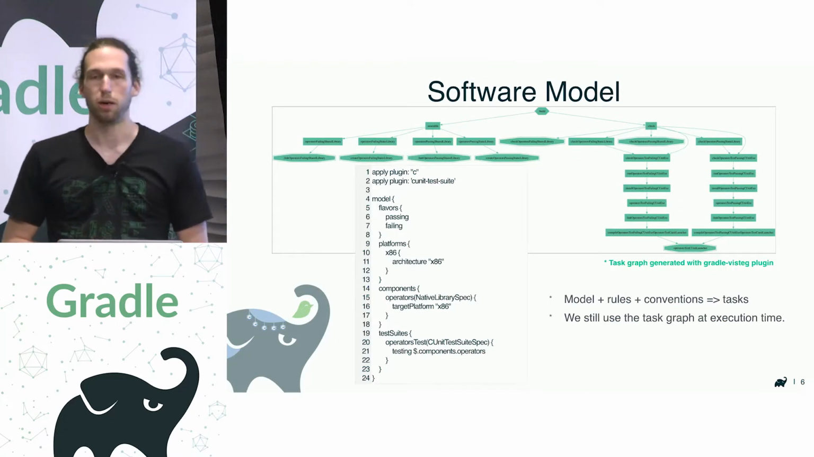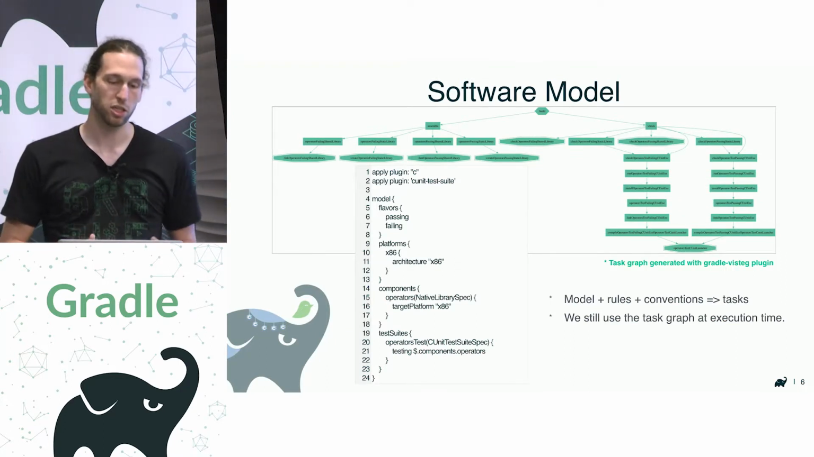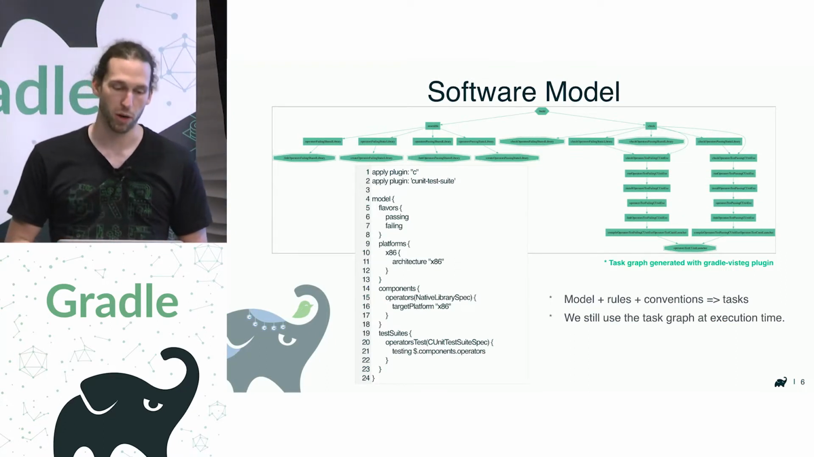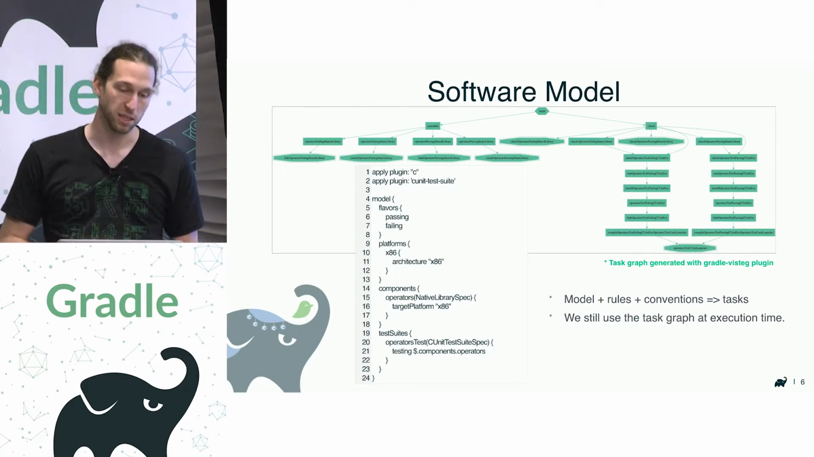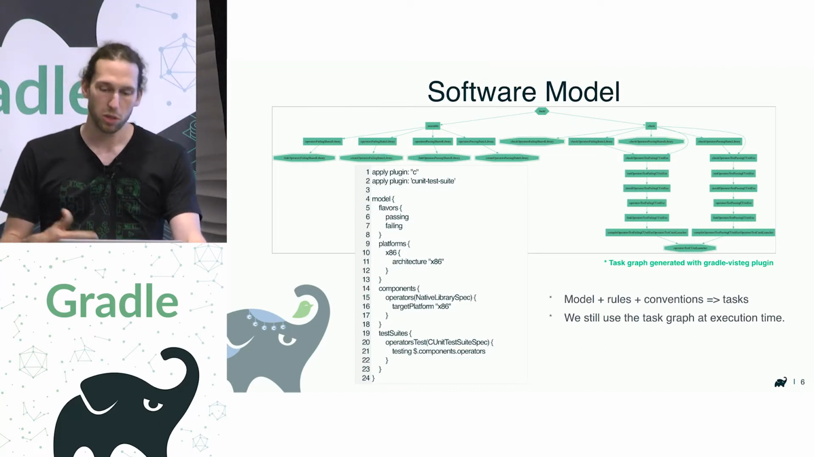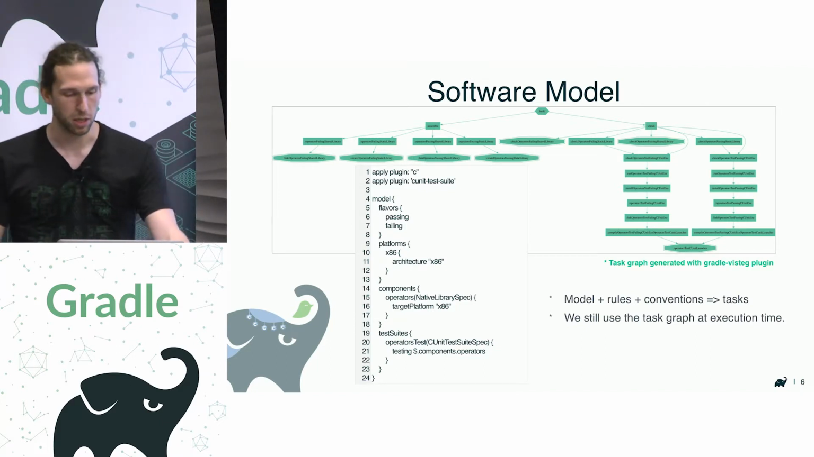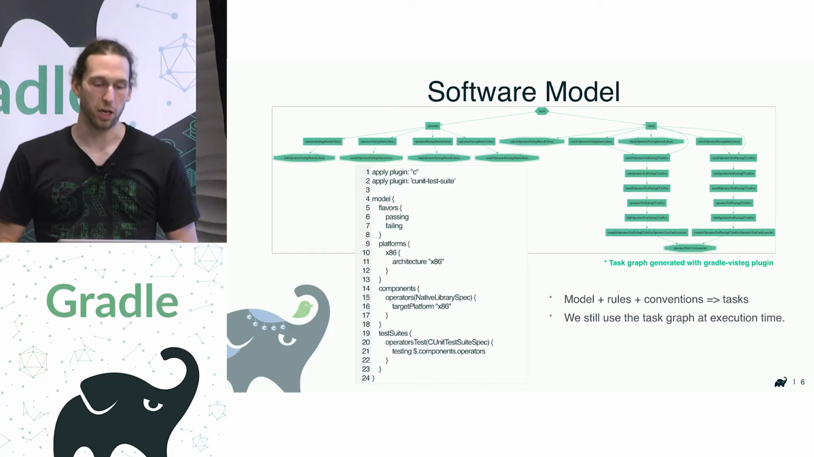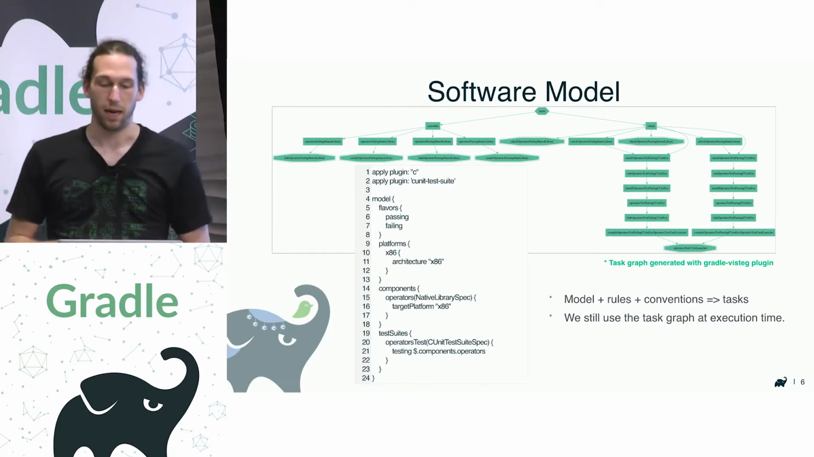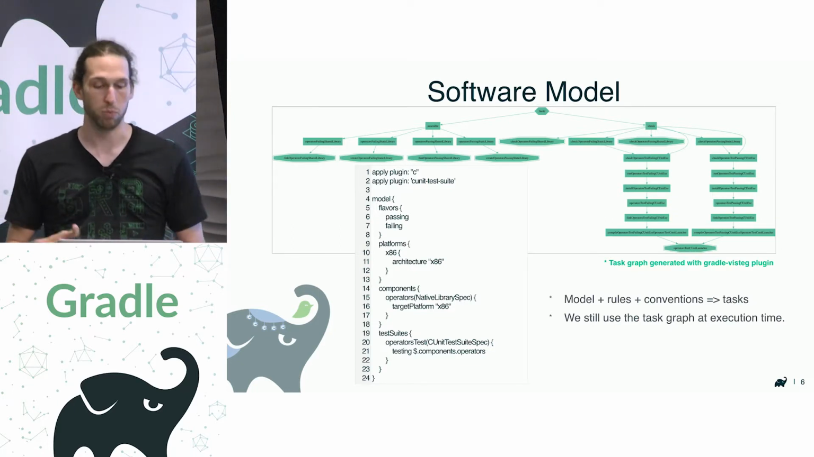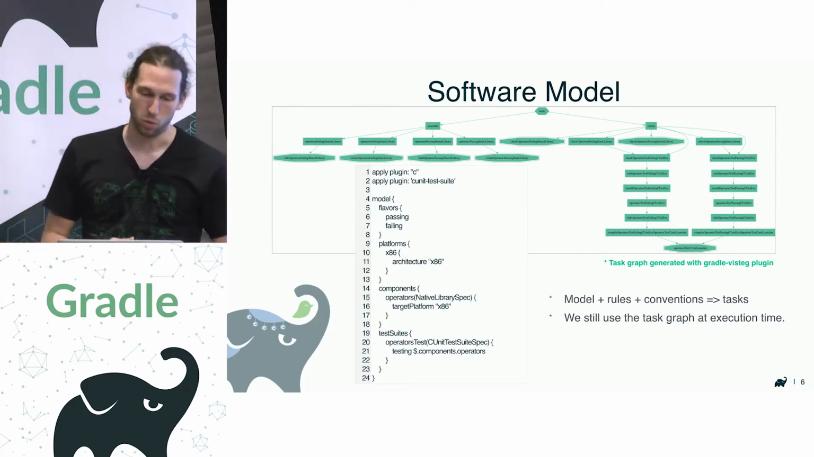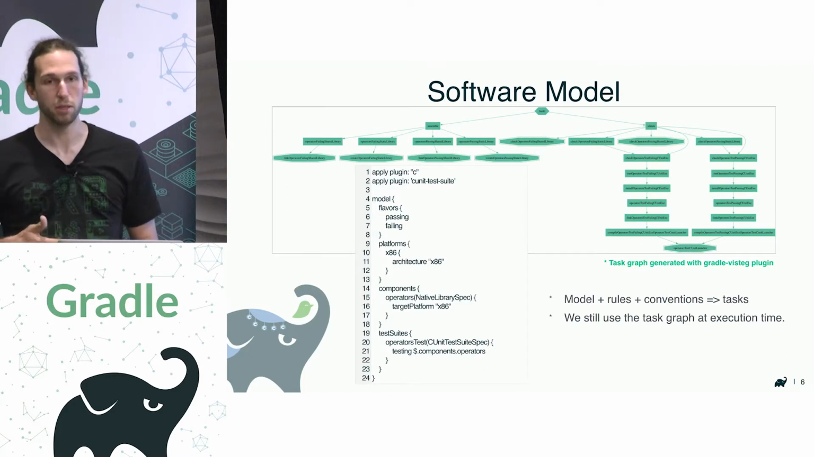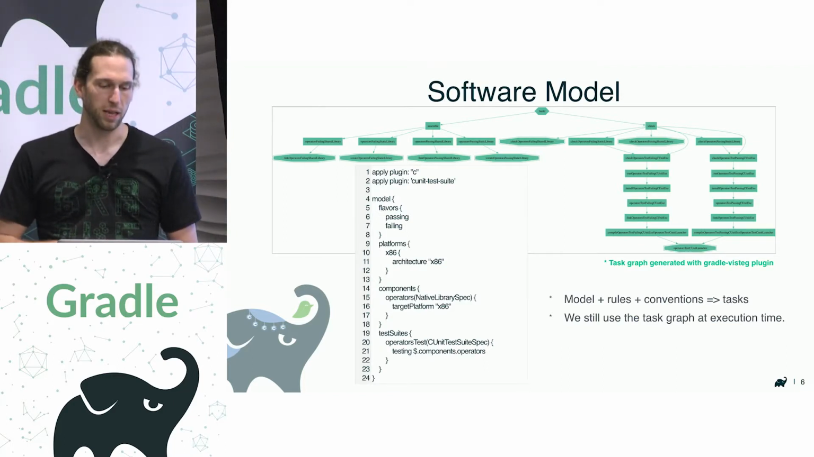With the software model approach, it's a little bit different. In a nutshell, the software model describes how a piece of software is built and the other components it needs as dependencies in the process. We'll go into a little more detail in the coming slides, but the design was driven by community feedback and also by the day-to-day problems users faced. Basically, when a plugin is applied, it provides a model element, which we're going to see soon, and it will apply rules and conventions.